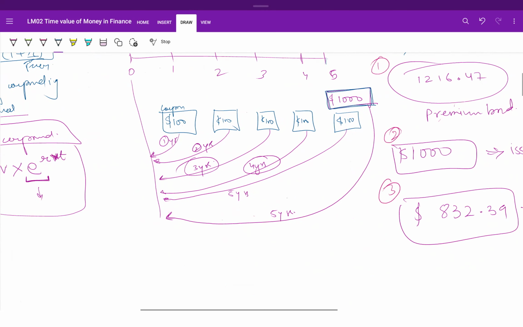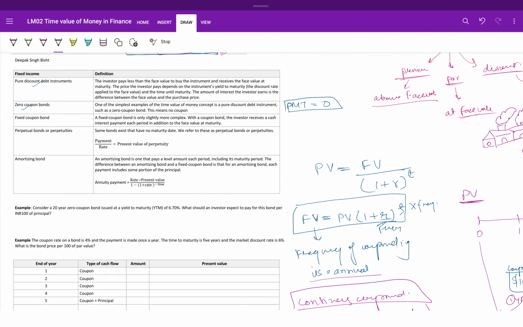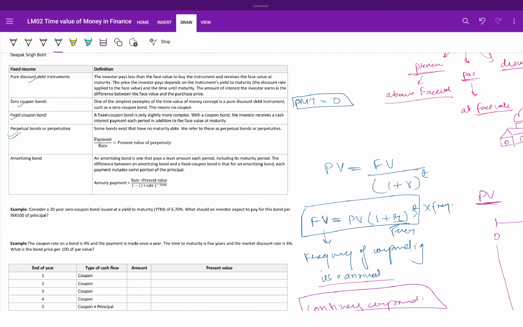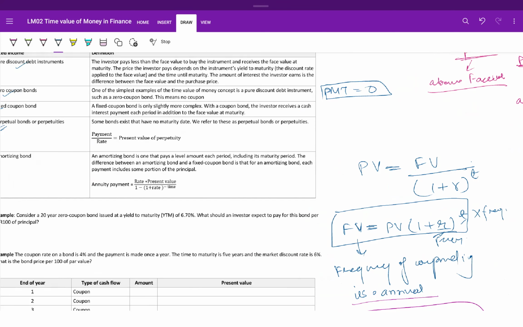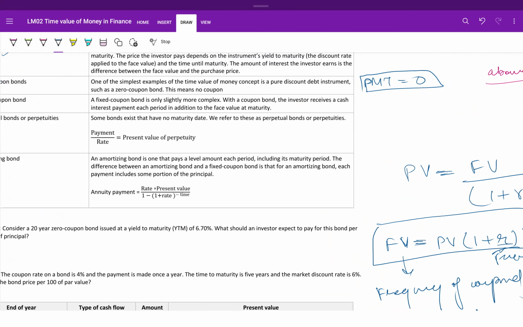Fixed coupon bond, we have discussed the fixed coupon bond. Perpetuity bond means those bonds do not have a specific life. So for those kinds of bonds, we use the formula payment divided by rate, and this is how the present value of a perpetuity bond is calculated.